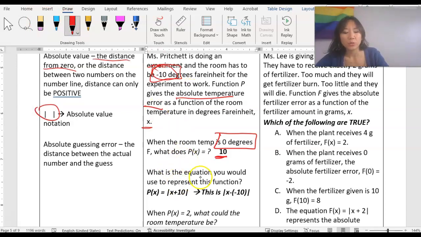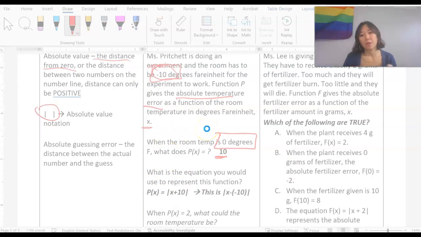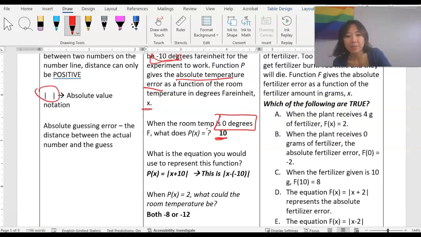What is the equation you would use to represent this function? So this is the correct equation here because we're subtracting the difference of -10. So if we were to plug in 0, 0 minus -10 becomes 0 plus 10, which is 10, right?